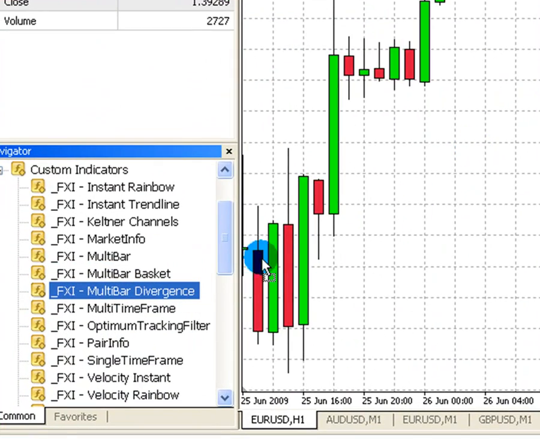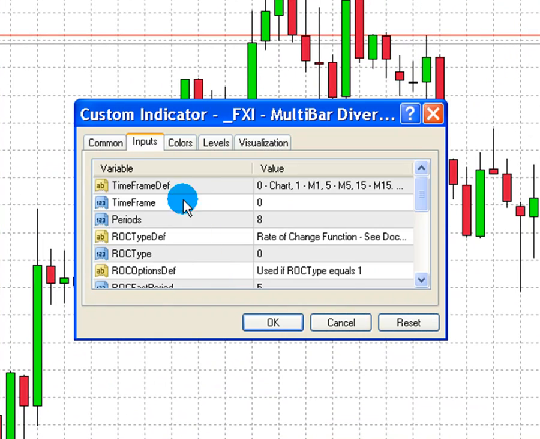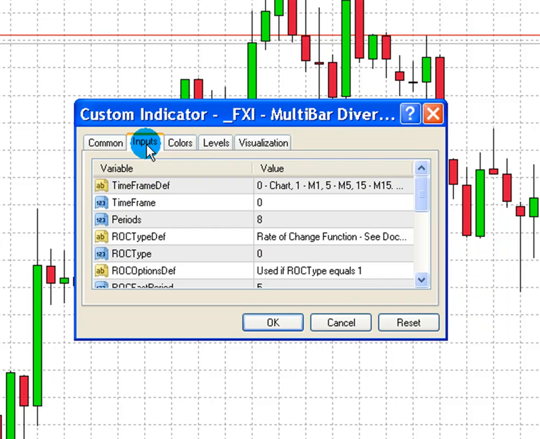We will drag the multi-bar divergence indicator onto the chart and come up with the inputs. We're actually going to make sure that under common, the allow DLL imports is selected. All of our indicators and trading tools need allow DLL imports to be selected to work. We'll go back to inputs and now walk through the settings.